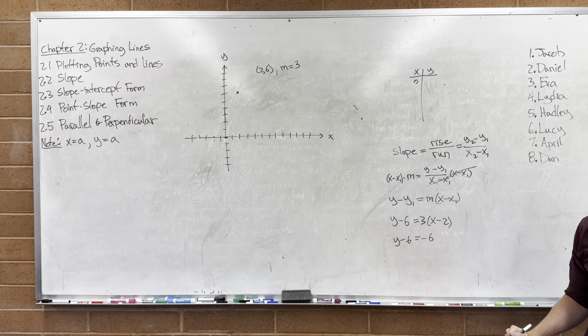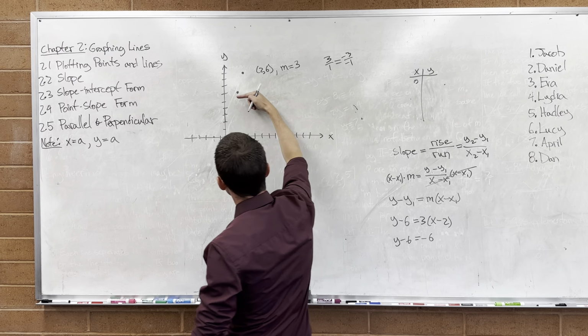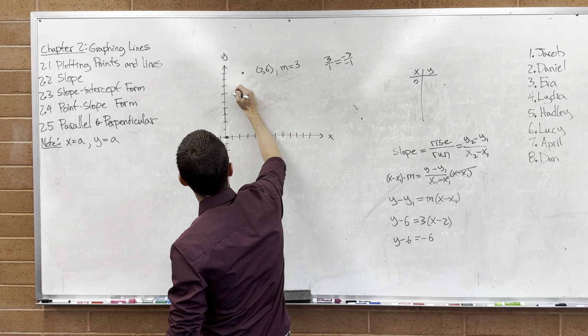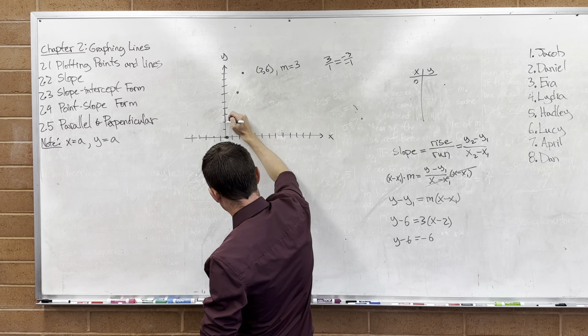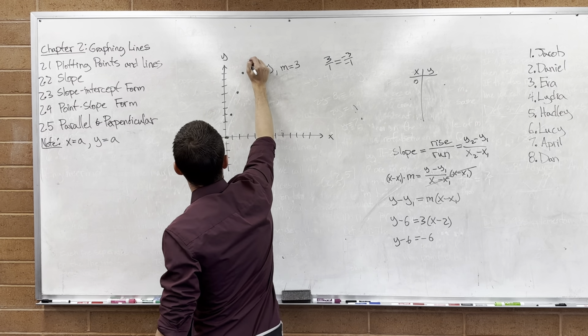Or you could have said, she told me it has a slope of 3. So that means if I go over 1, I have to go up 3, right? So over 1, up 3, there's another point on the line. But 3 over 1 is also the same thing as negative 3 over negative 1. You see how those are the same thing? So I could also go back 1 and down 3, and that's still a slope of 3. And that gives me that point.